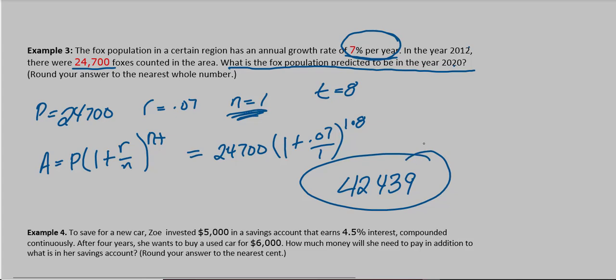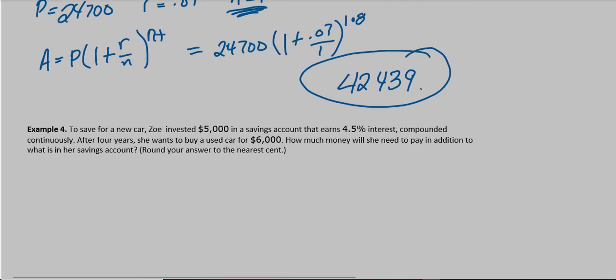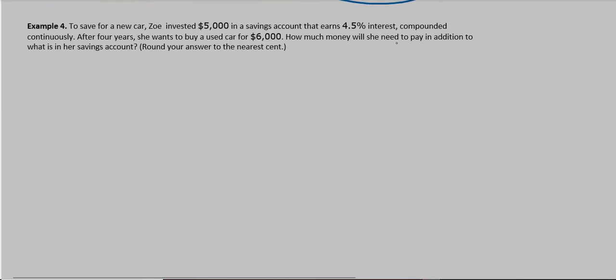All right. Now, that last question we have. It says to save for a new car, Zoe invested $5,000 in a savings account that earns 4.5% interest, compounded continuously. After 4 years, she wants to buy a used car for $6,000. How much money will she need to pay in addition to what is in her savings account? Round your answer to the nearest cent.